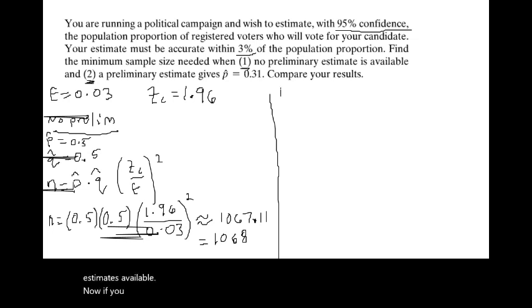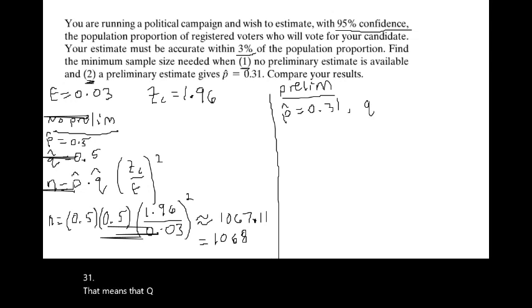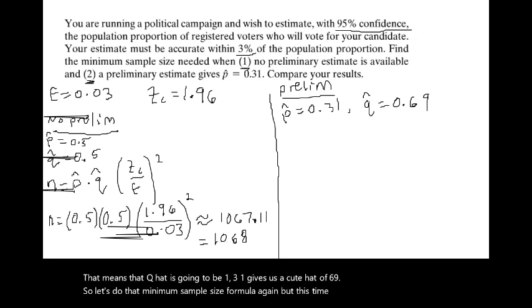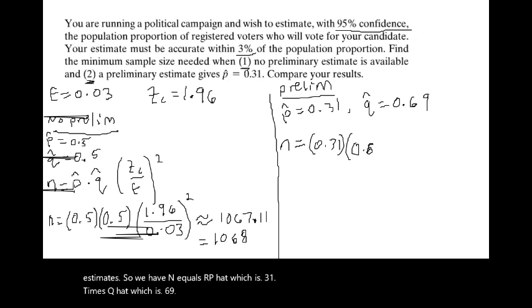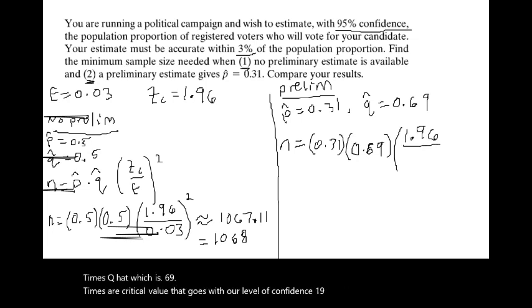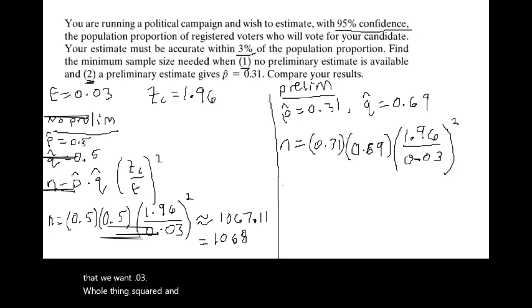Now, if you do have preliminary estimates, it's going to be very different. So let's say that you have a preliminary estimate of p hat being 0.31. That means that q hat is going to be 1 minus 0.31, which gives us a q hat of 0.69. So let's do that minimum sample size formula again, but this time with our preliminary estimates. So we have n equals our p hat, 0.31, times q hat, 0.69, times our critical value, 1.96, divided by the margin of error that we want, 0.03, whole thing squared, and then just type it into a calculator as you see it.